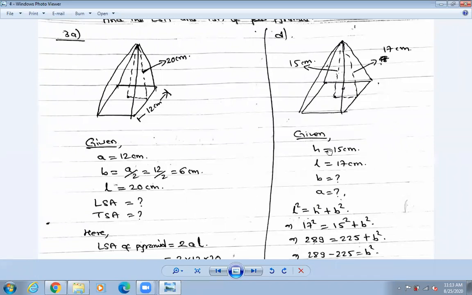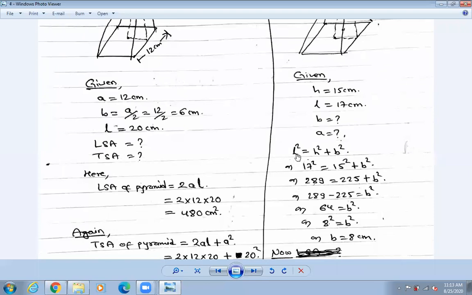L square equals H square plus B square. So L square means 17 square. H means 15 square. Plus B square, we don't have the value. So B निकाल्नु आँटेको हामीले. 17 square means 289, 15 square means 225. Plus B square. So when the plus sign goes to this side, it becomes minus. It becomes 64. So 64 go square root कति हुन्छ? 8 square. It is going to be 8. And the square will be cancelled. So that means B is going to be 8 centimeter.